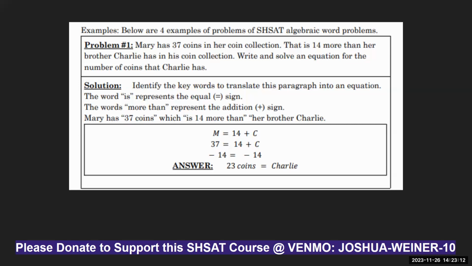Mary has 37 coins, which is 14 more than her brother Charlie. So M for Mary is equal to 14 plus Charlie's collection. Subtract 14 from both sides once you have the equation set up. And Charlie has 23 coins. The correct answer is 23.